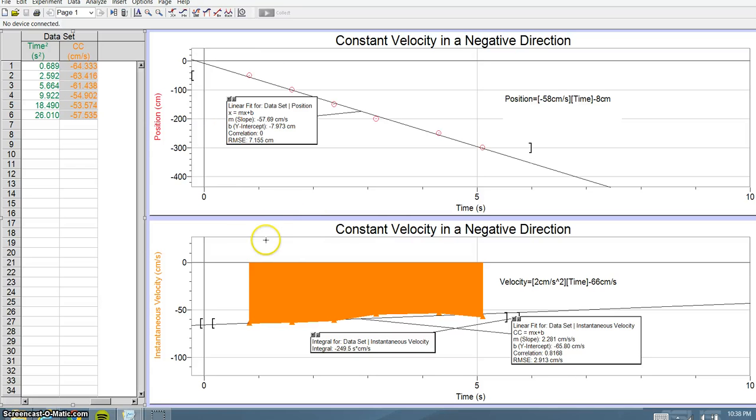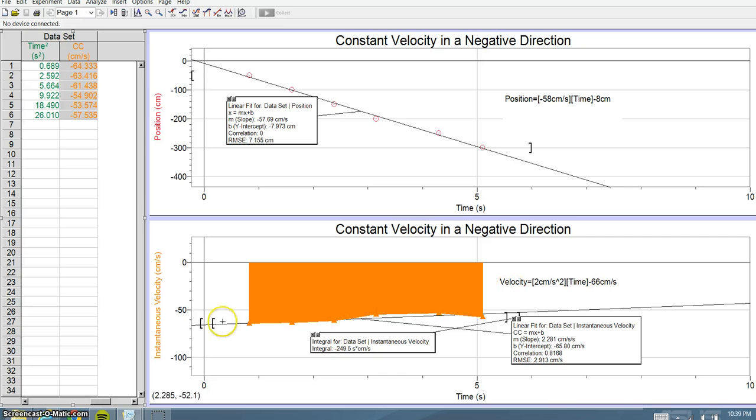So this down here is the constant velocity and negative direction graph of an object traveling at constant velocity. And so basically my equation is velocity equals 2 centimeters per second squared times time minus 66 centimeters per second. So my slope is approximately 2 centimeters per second squared, which means that for every second that passes, the object's velocity would change. The velocity of the object will increase by 2 centimeters per second.